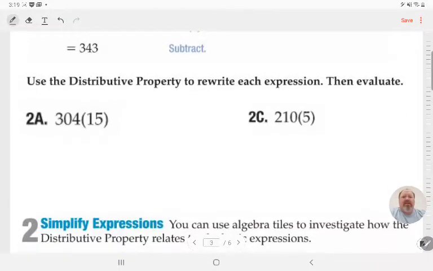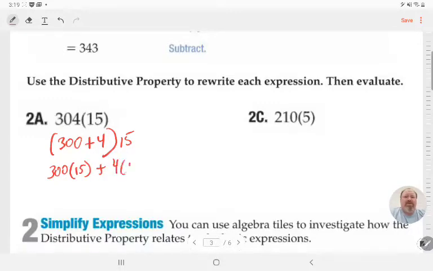All right, let's see how you did. So I could break up 304. I could say 300 plus 4 times 15, okay? Then that would be 300 times 15 plus 4 times 15, and that's going to give me 4,500 plus 60 for 4,560 as the answer, okay? So it just makes it a little easier.